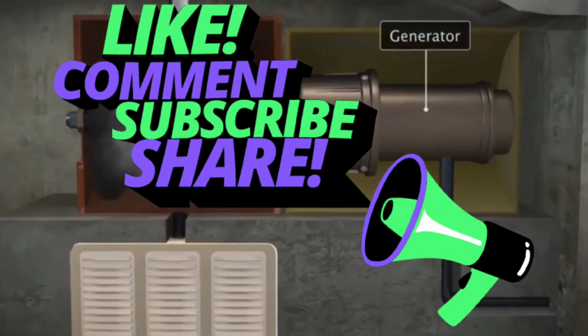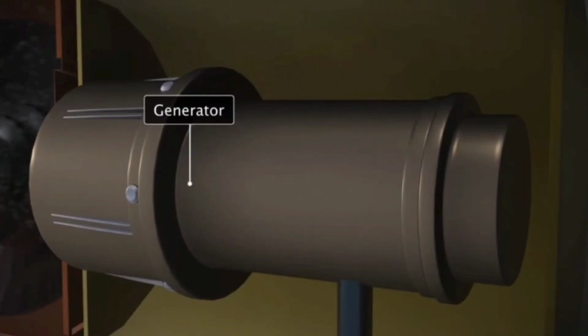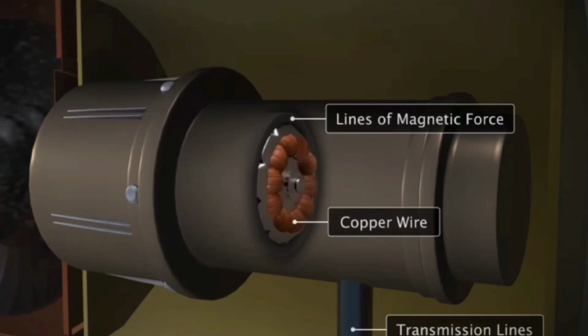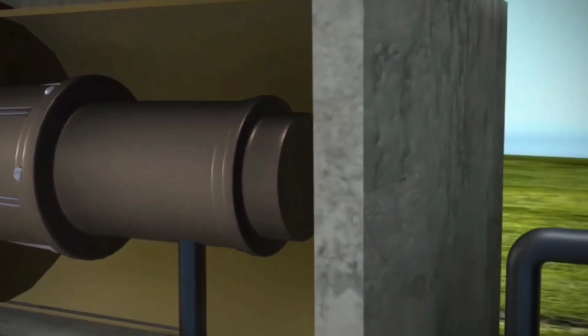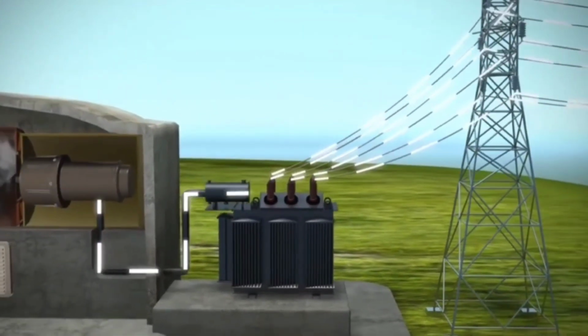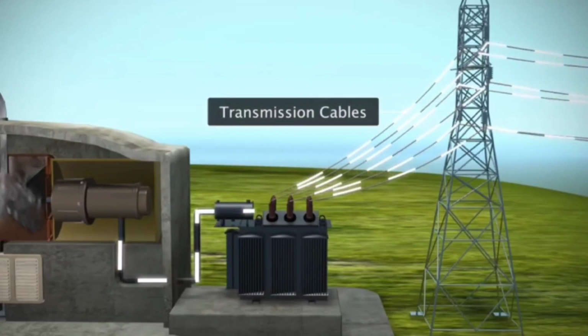The rotating turbine is connected to the generator. The generator consists of a coil which is rotated by the turbine. When it rotates in a magnetic field, a current is generated in the coils. The electricity generated in the coils is then passed to high-power transmission lines. The transmission lines distribute the electricity.